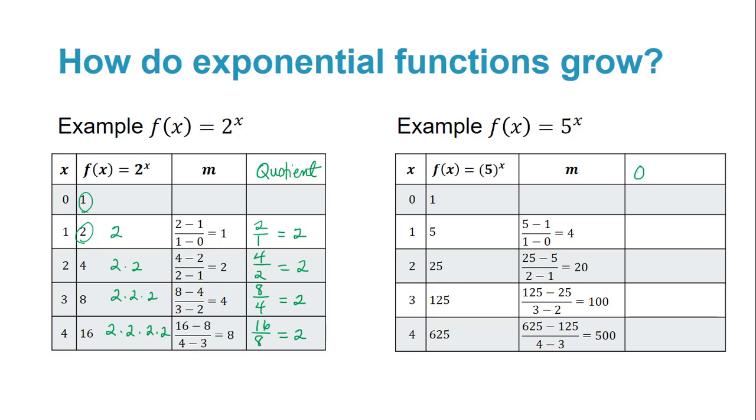If we look at the quotient of consecutive y values, 5 divided by 1 is 5. 25 divided by 5 is 5. 125 divided by 25 is 5. And 625 divided by 125 is 5. So again, there's a constant multiplier as we go to the next x value.